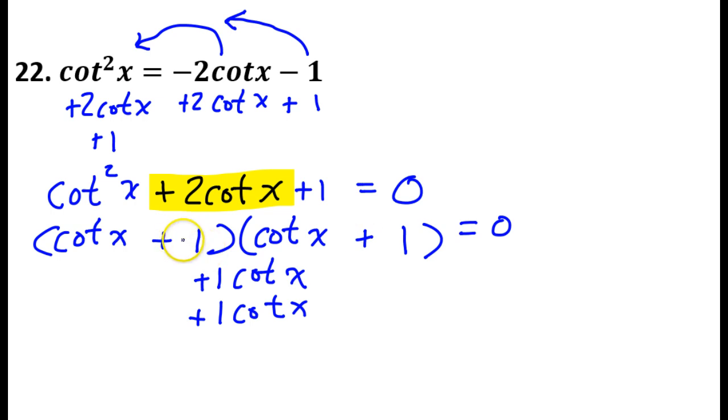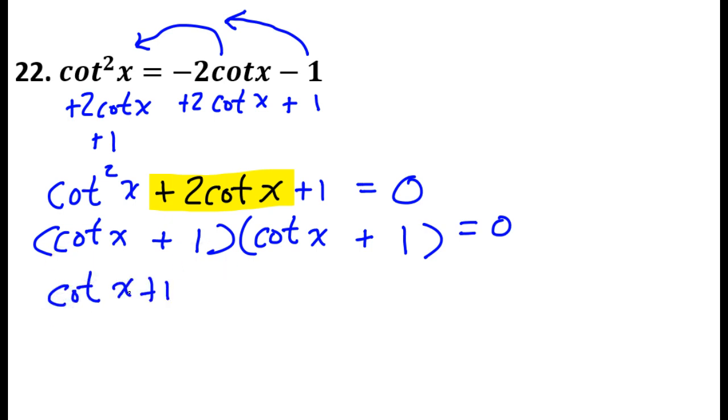And check one more thing. Positive 1 times positive 1 gives you positive 1 for the third term, so we're good. So now we have successfully factored. Of course, now we set each of these equal to 0, so cotangent x plus 1 equals 0. Normally I would set the other factor also equal to 0, but it's identical to this, so there's no point in doing that. So subtracting 1 from both sides, that'll give us cotangent x is equal to -1.